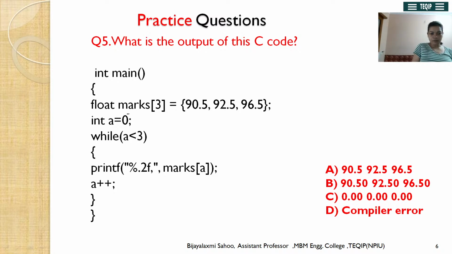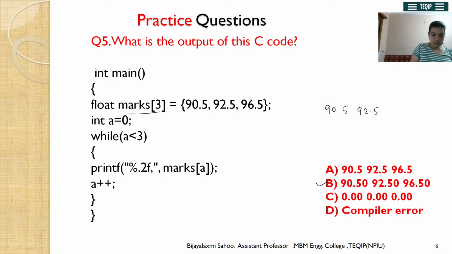Here I have declared a float array of size 3. This is 0, 0 less than 3. This is always true. 0 less than 3 is true. So this will give you marks of 0. Marks of 0 is 90.5. Here I am incrementing A equal to 1. 1 less than 3, true. So this will give you the second element, that is 92.5. The third element is 96.5. So this is my correct answer.